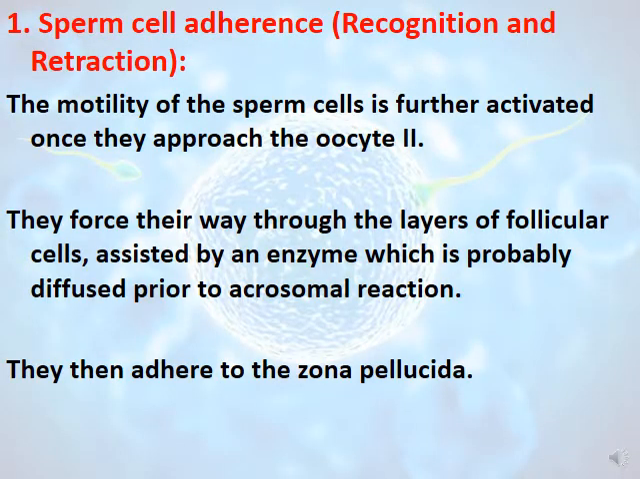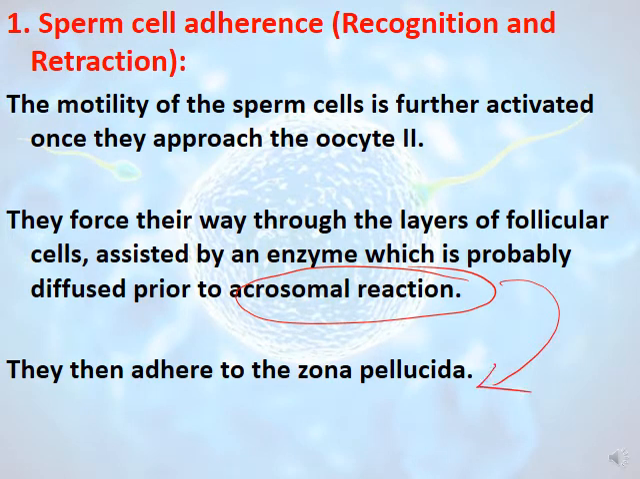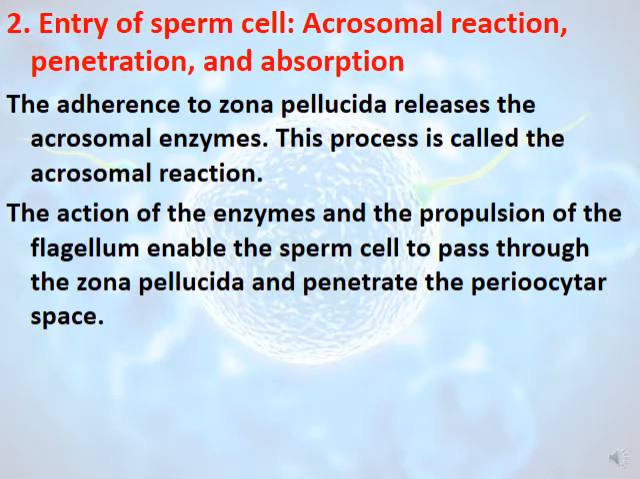First, we have sperm cell adherence. It's called recognition and attraction. So motility of the sperm cells is further activated once they approach the oocyte 2. They force their way through the layers of the follicular cells, assisted by enzymes which probably diffuse prior to the acrosomal reaction. Then they adhere to the layer which is called the zona pellucida.